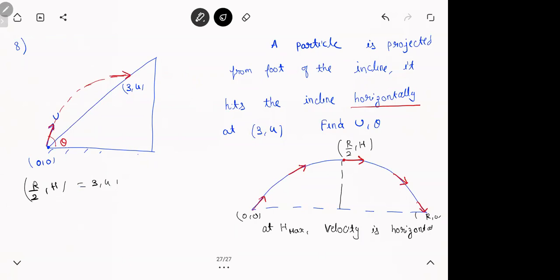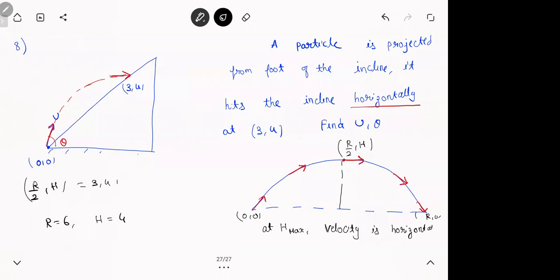So that is what you need to get information from the problem. Since the particle is hitting the incline horizontally, there is only one possibility when it can happen. That is if 3 comma 4 is the H max. So from here we get range is 6 and H max is 4. I'll solve it in the next page, but any doubts on this part, ask me. This should be clear.